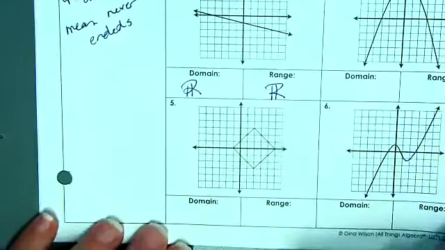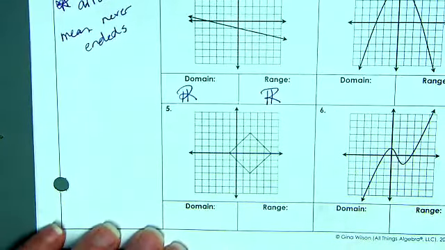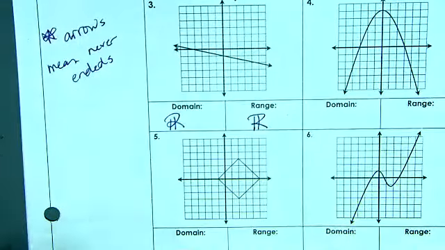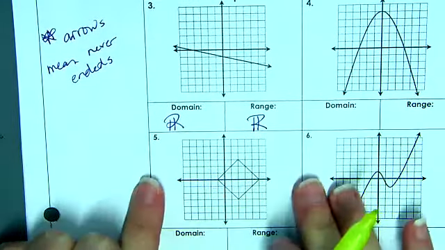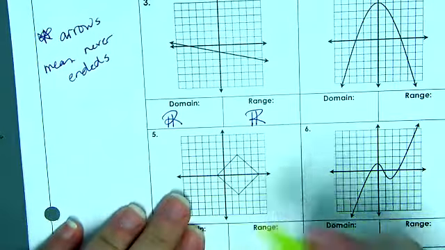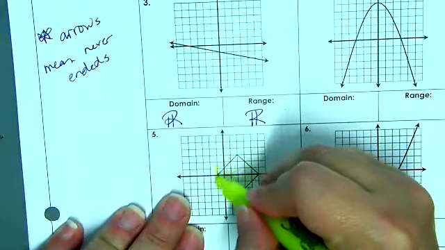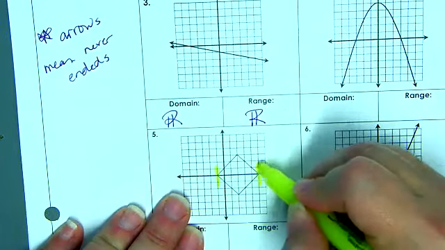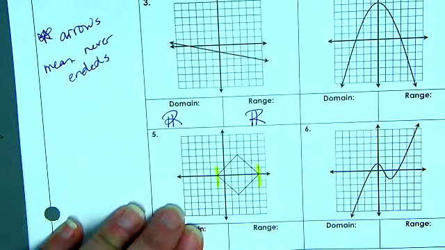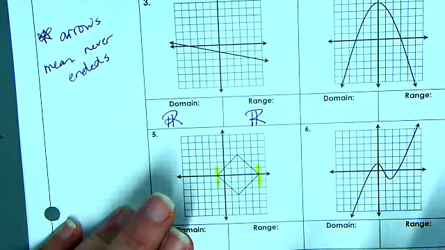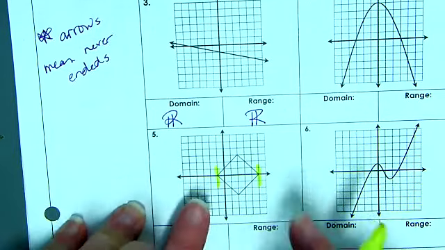Number 5, this is where it might be helpful to use the different colored highlighters. For this one, I'm looking at my X values, my X axis. It's going to go from here to here. My graph doesn't go any further. There's no arrows. That's the limits of my graph.